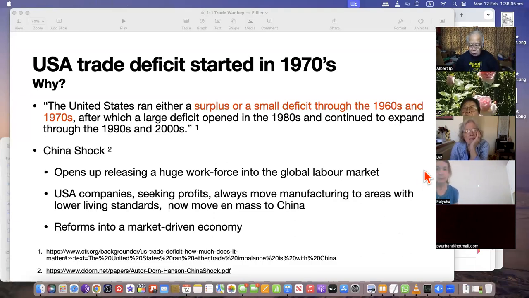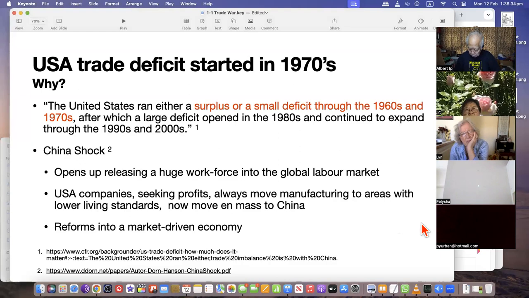So there are two parts, the open and reform. So we talk about the opening up. China released a huge amount of workforce into the global labor market by letting companies come into China to do manufacturing. And of course, China was also participating in selling goods and so forth. The second part is reform.